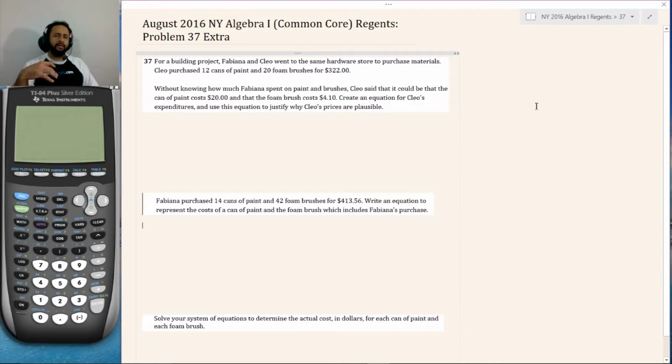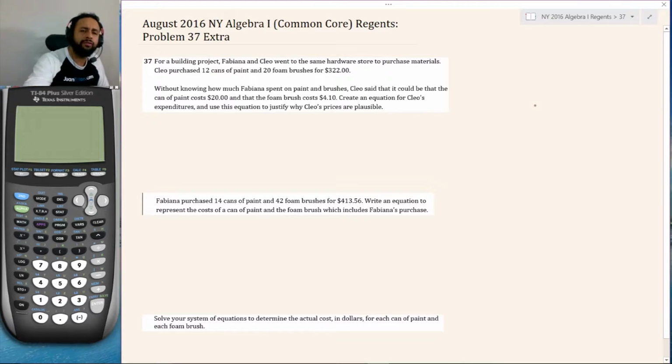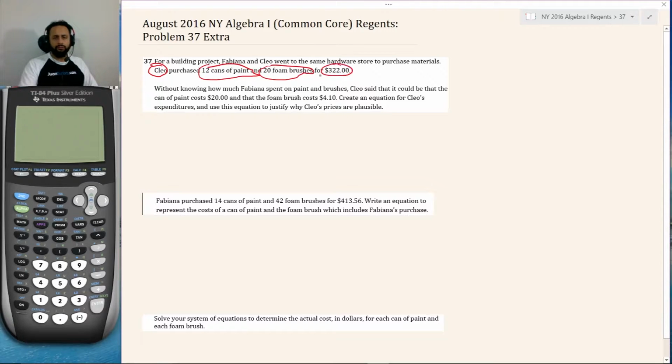I noticed that they didn't give me variable names. So I'm going to choose the variable names, but not only am I going to choose variable names, but I'm going to choose them smartly to match the objects that I'm purchasing. So Cleo purchased 12 cans of paint and 20 brushes for 322. Now, without knowing how much Fabiana spent on brushes, Cleo said that it could be that a can of paint costs $20 and a can of foam brushes costs $4.10. Create an equation for Cleo's expenditures, and use this equation to justify why Cleo's prices are plausible.